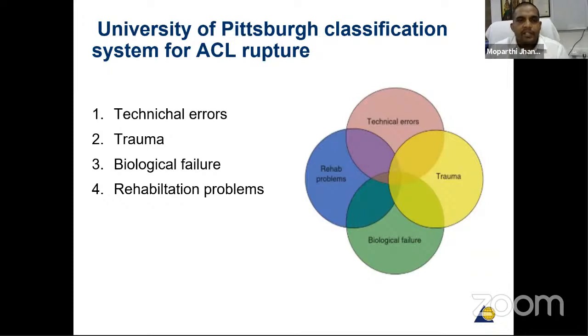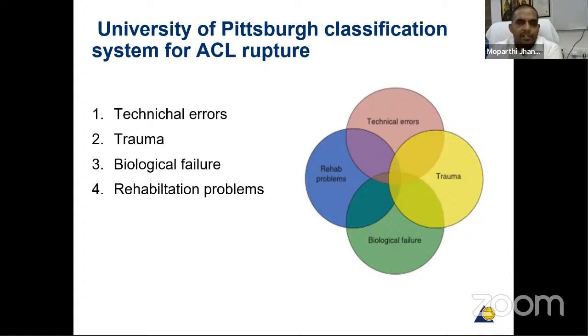University of Pittsburgh has given a classification system for the ACL rupture. That is the technical errors. Technical errors come with the surgeons, the tunnels, whether it is placed in anatomical tunnels or non-anatomical tunnels. Second is trauma. The patient post-primary ACL reconstruction having a re-trauma is one of the causes of rupture. Third is the biological failure. That is improper incorporation of the graft into the bone or any adjacent osteolysis by the implant.